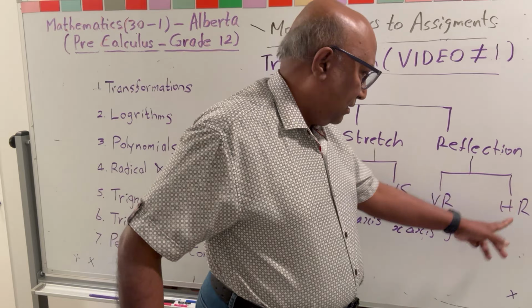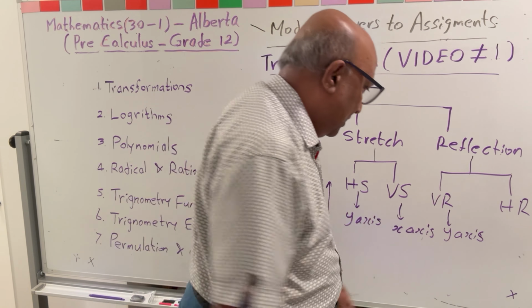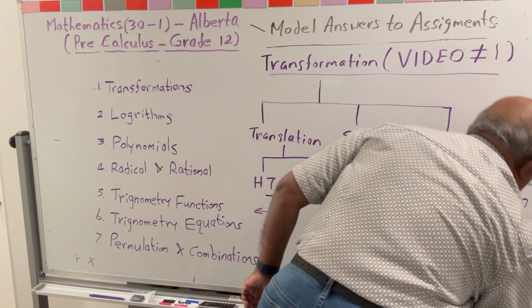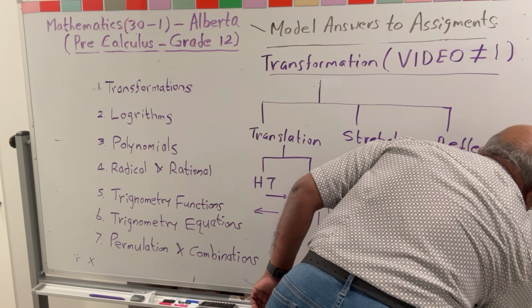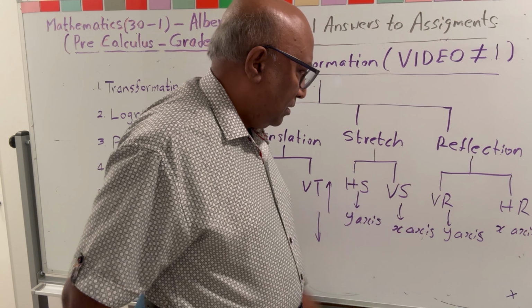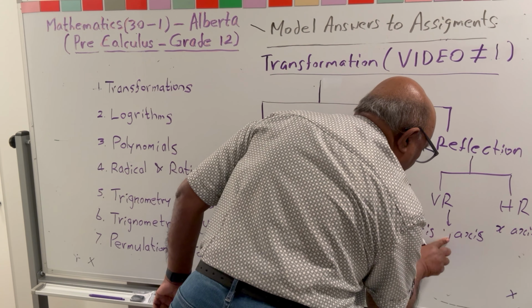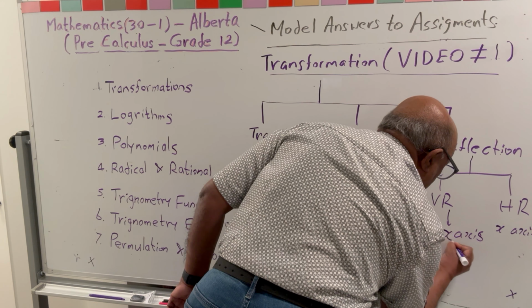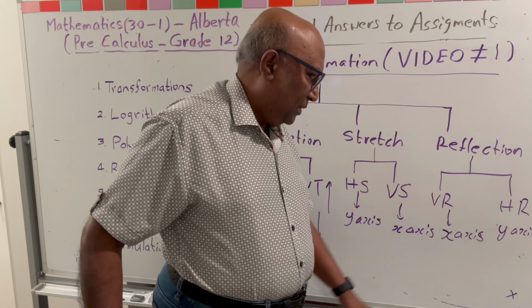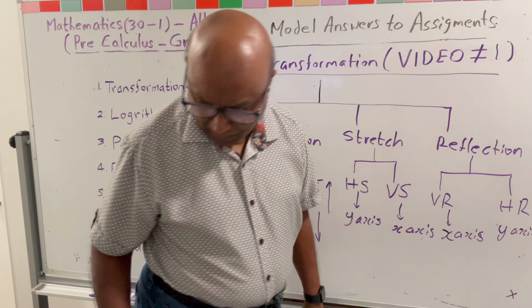Horizontal reflection happens about the y-axis. Okay, I can change this like this. Vertical stretch, that is about the x-axis. Horizontal stretch happens about the y-axis.